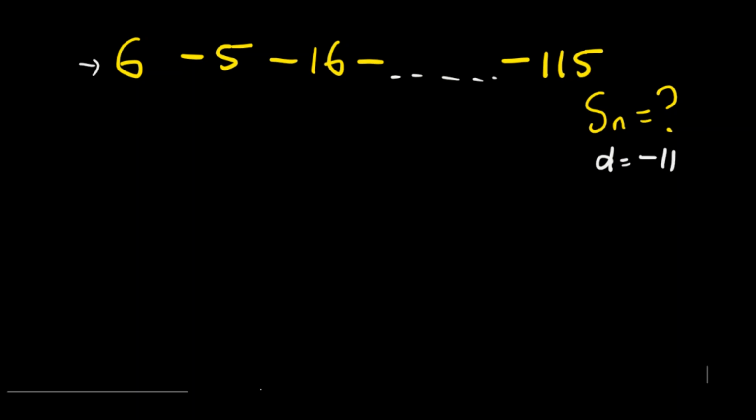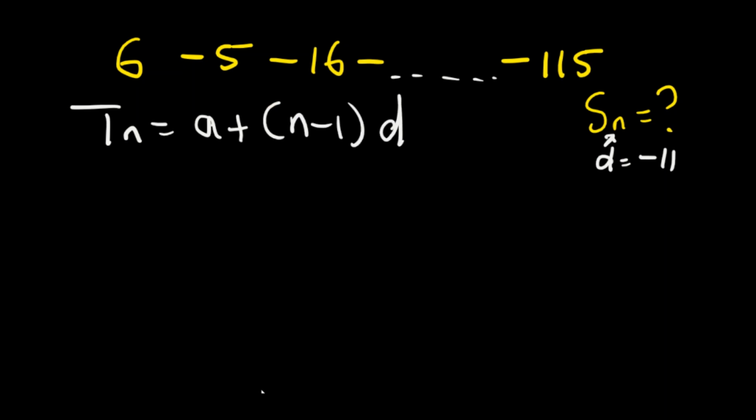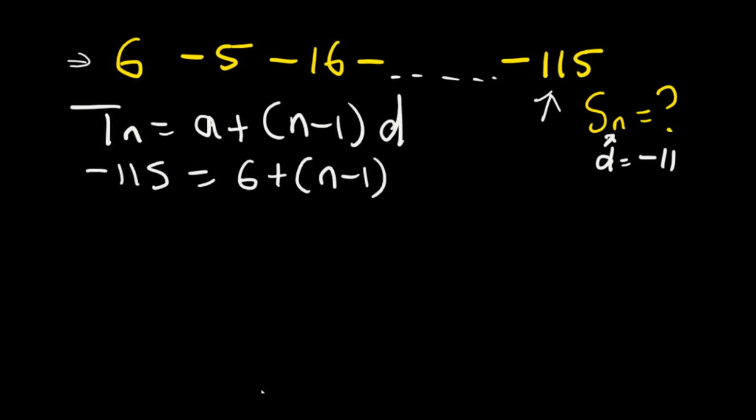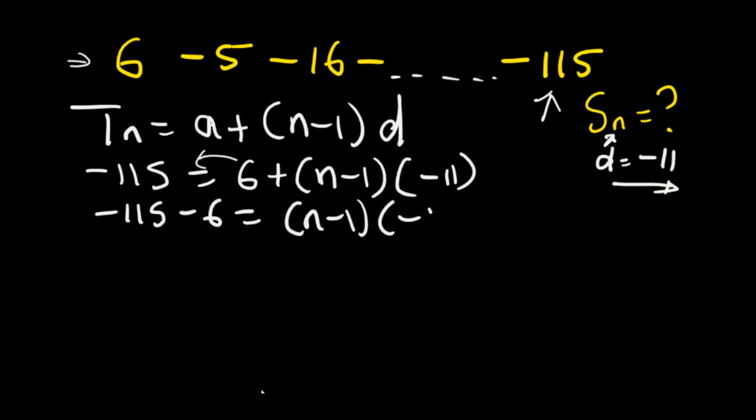Now for us to identify the number of terms first, because as you can see, this sum has a subscript of n at the bottom, we will use the formula Tn equals a plus n minus 1 multiplied by d, where our Tn is this minus 115, equal to our a value, which is 6, plus n minus 1. Remember, we want to find the n value, so we just leave it like that. And then our d is minus 11. Then we transpose the 6 to the other side. We have minus 115 minus 6 equals n minus 1 multiplied by minus 11.